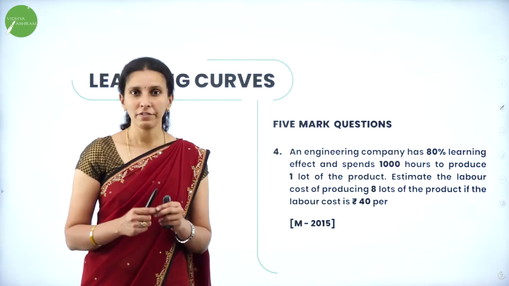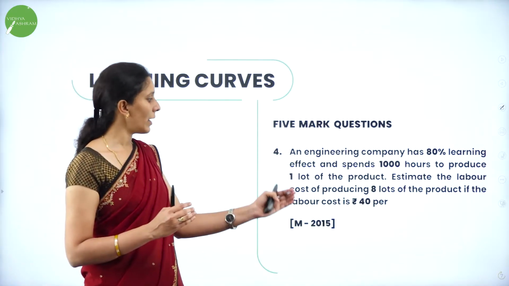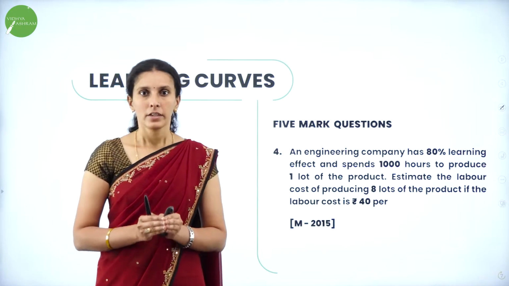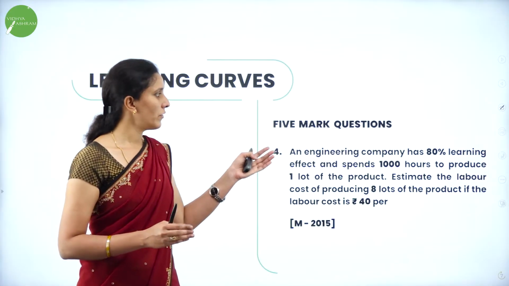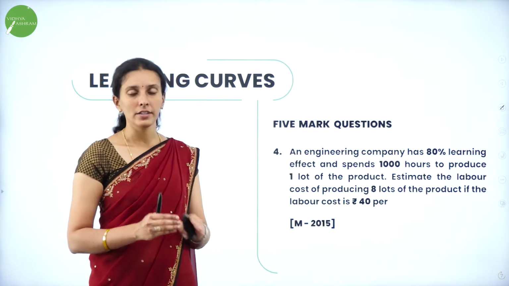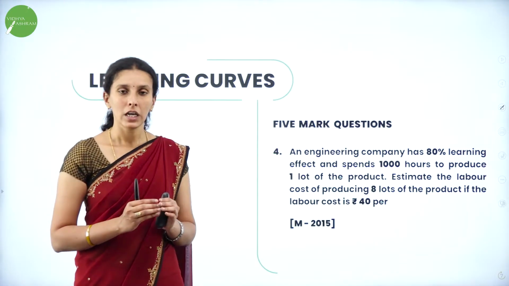Next, we will move on to the 5 mark question. So 5 mark question includes calculation of labor cost and labor hours by the tabular method. So that is the calculation of learning effect on particular conditions and find out average labor hours and average total cost for the given conditions.